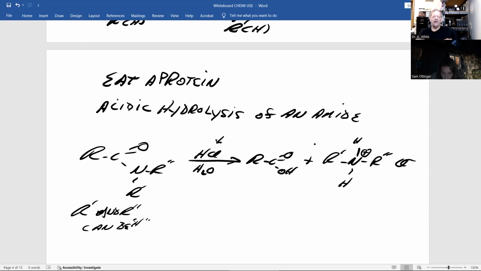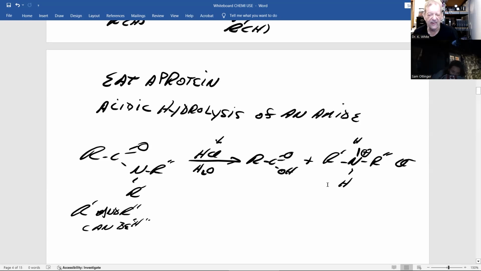So when you eat a protein, the functional group that holds amino acids together in a protein is an amide. Now, protein chemists call it a peptide linkage. I'm a synthetic organic chemist. I call it an amide, which it is. And you get acid hydrolysis of an amide. You get back the carboxylic acid and the amine salt of the amine you would have used to make that amide.